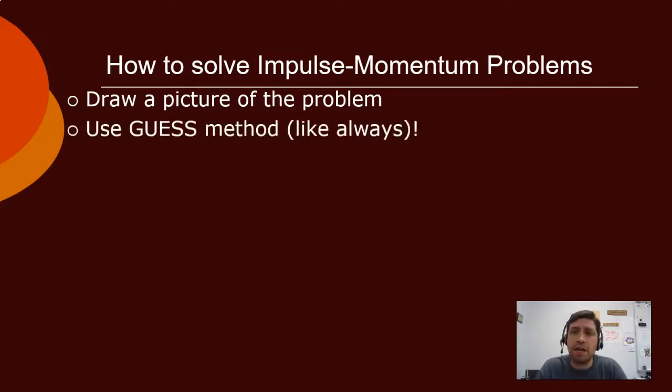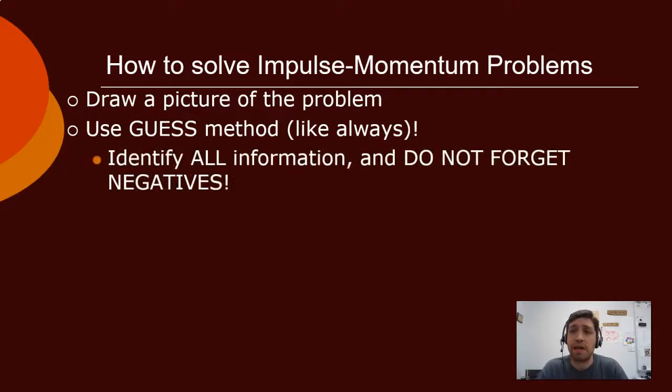You'll see that. And we're always going to use the GUESS method. It's always good to identify your givens, unknowns, etc. Make sure you're using the GUESS method. We're going to identify all the information. And again, looking at the picture, don't forget negatives. If anything is moving in a negative direction, left or down, it has to be negative.